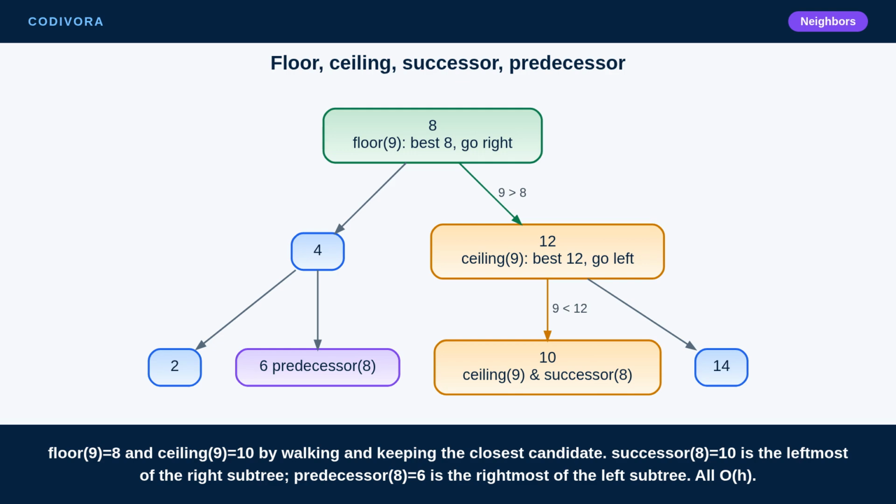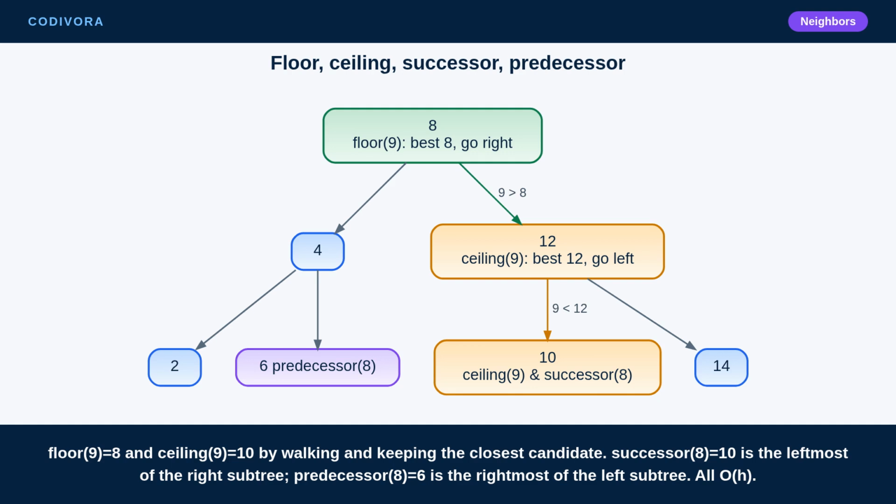At 12, too big, go left. At 10, too big, go left, dead end. So floor is 8. Ceiling of 9, the smallest value at least 9, is the mirror, and it lands on 10. Successor of 8, the next value up, is the leftmost node of its right subtree, which is 10. Predecessor of 8, the next value down, is the rightmost node of its left subtree, which is 6. Same leftmost and rightmost idea powers delete.